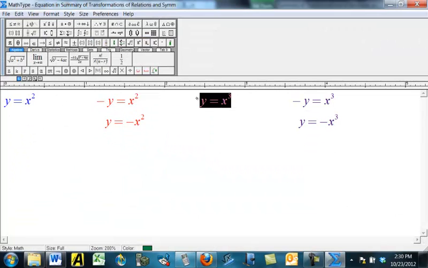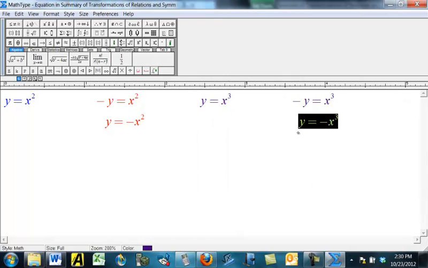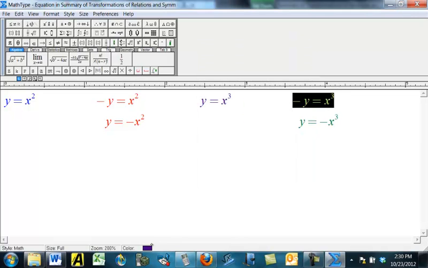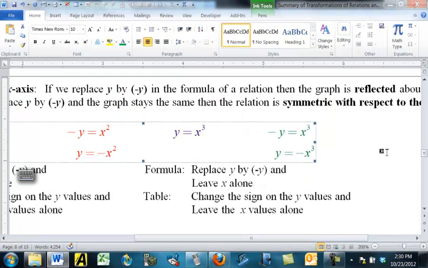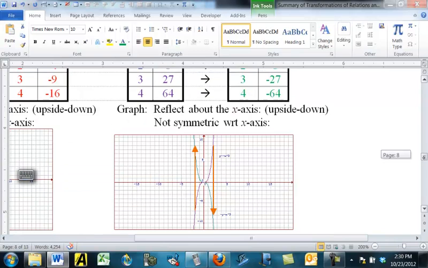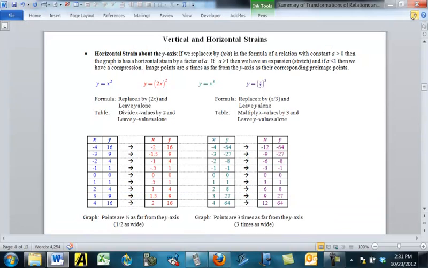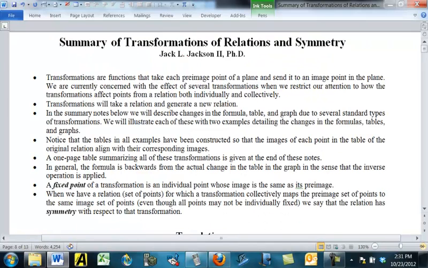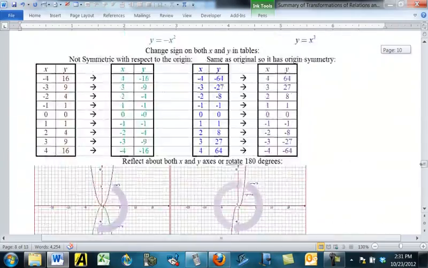So this formula is for the purple, and this formula here, where we switch the sign on y, is the green. So I'm trying to color code all these things. There we go, that looks better. Alright, let's get back down to where we were.